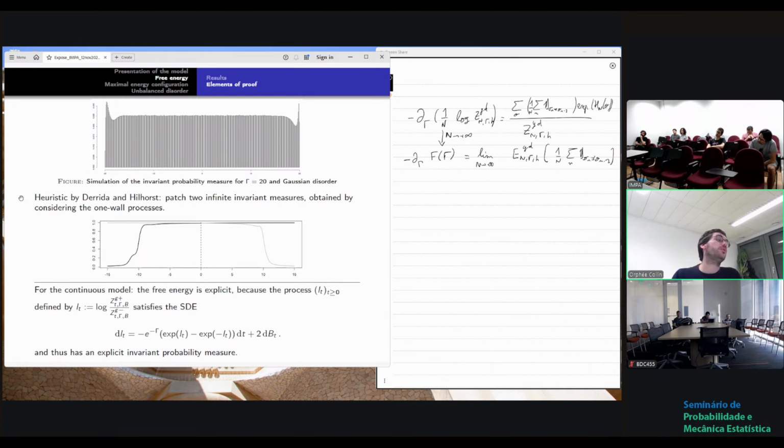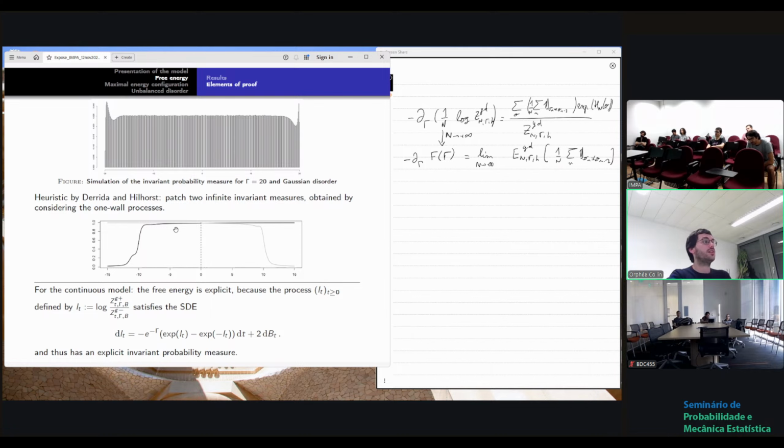And there's a heuristic from Derrida and Hilhorst, which is to consider two auxiliary processes which have infinite invariant measures. In fact, they are obtained by removing one or the other of the two rules that our process is subject to. So this gives you two invariant measures, which are quite flat asymptotically, and if you patch those two infinite invariant measures, this gives a good candidate for the true invariant measure of the process L_n. And okay, you can make sense of this heuristic and show the expansion of the free energy, which I stated earlier.